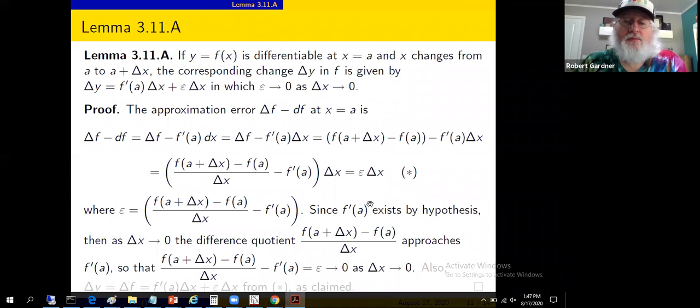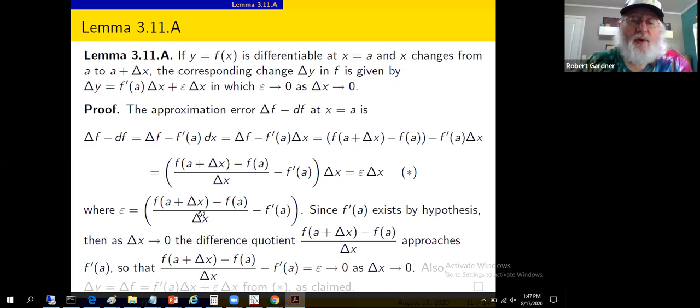So if we look at the extra claim, epsilon approaches 0 as delta x approaches 0. We want to show this thing here approaches 0 as delta x approaches 0. Hey, does that look familiar? That's a difference quotient for function f at x equals a. Going back to our definition of derivative at the very beginning of chapter 3. That's a difference quotient. So if we take a limit as delta x approaches 0, this is going to approach the derivative of f at a. This is going to approach f prime of a.